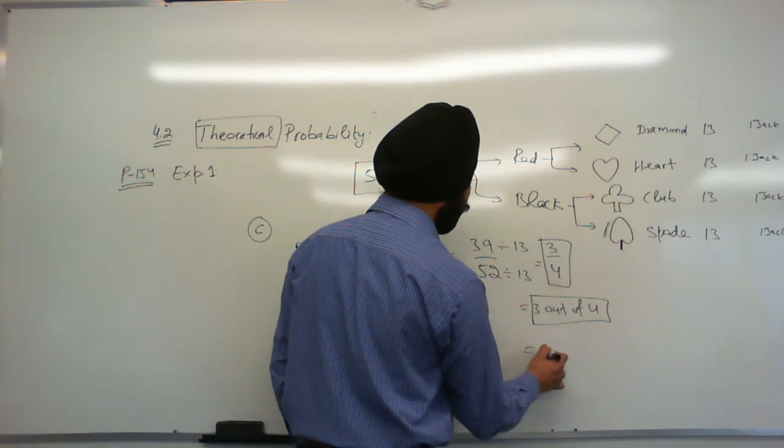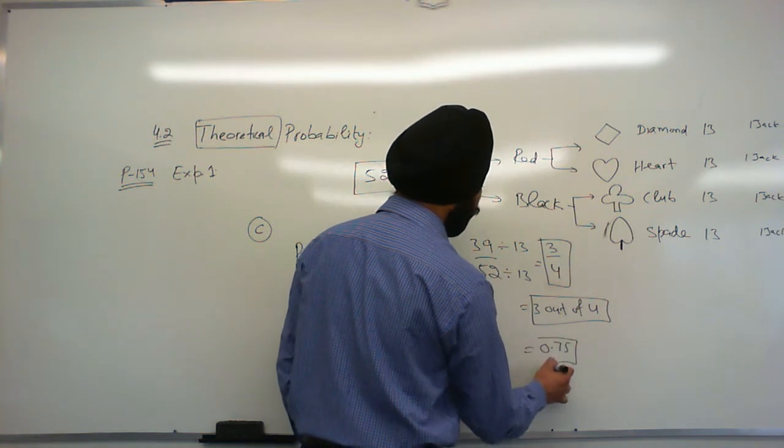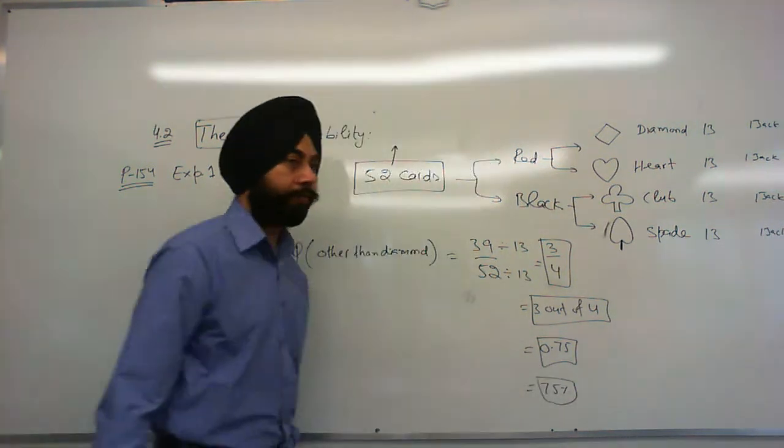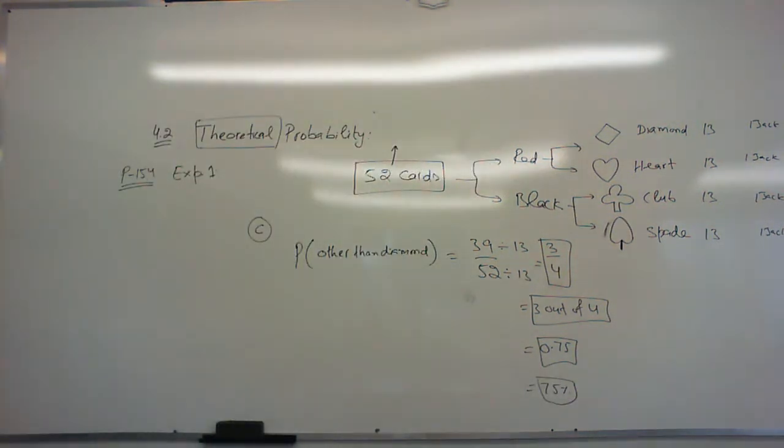It can be 0.75 or it can be 75%. All the answers are same. Right? It's just about thinking about the problem. It's not difficult. You just need to think about it and that's it.